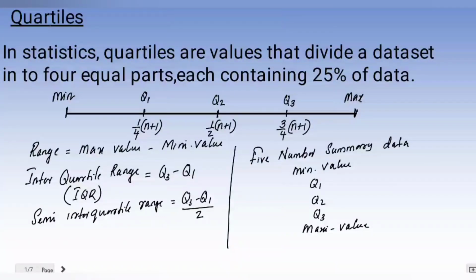So minimum value, Q1, Q2, Q3, maximum value. These 5 values are known as the 5 number summary data. We need this for drawing box and whisker plots. You are going to study that in my next video. Okay, let us go to one example.